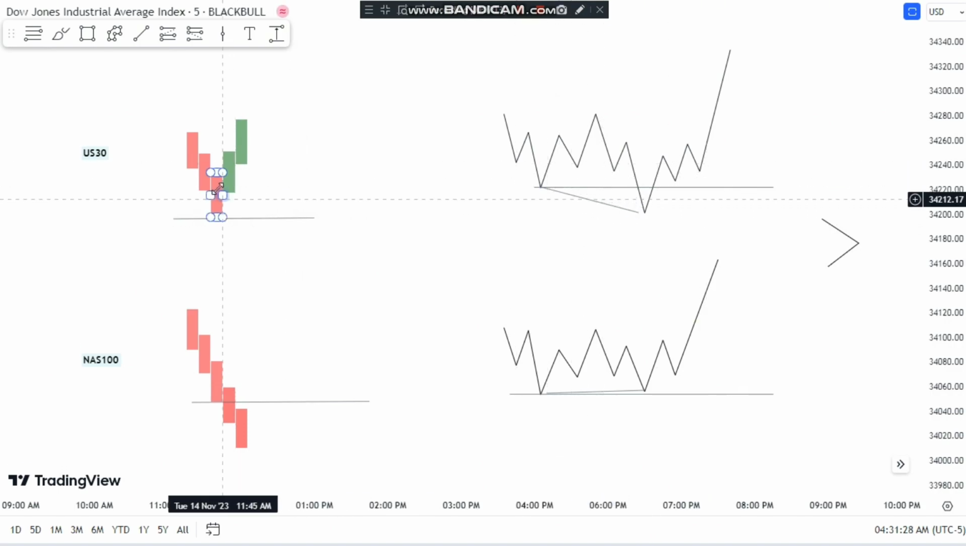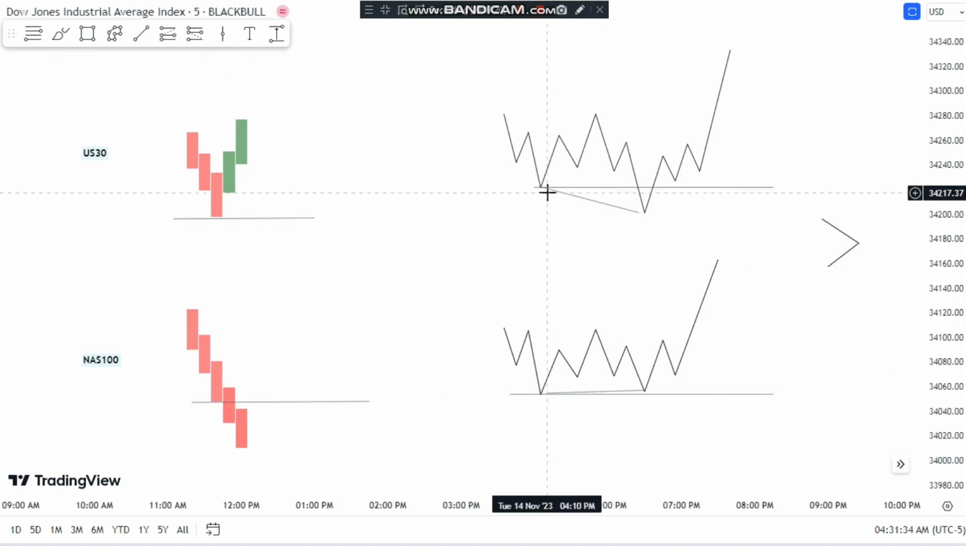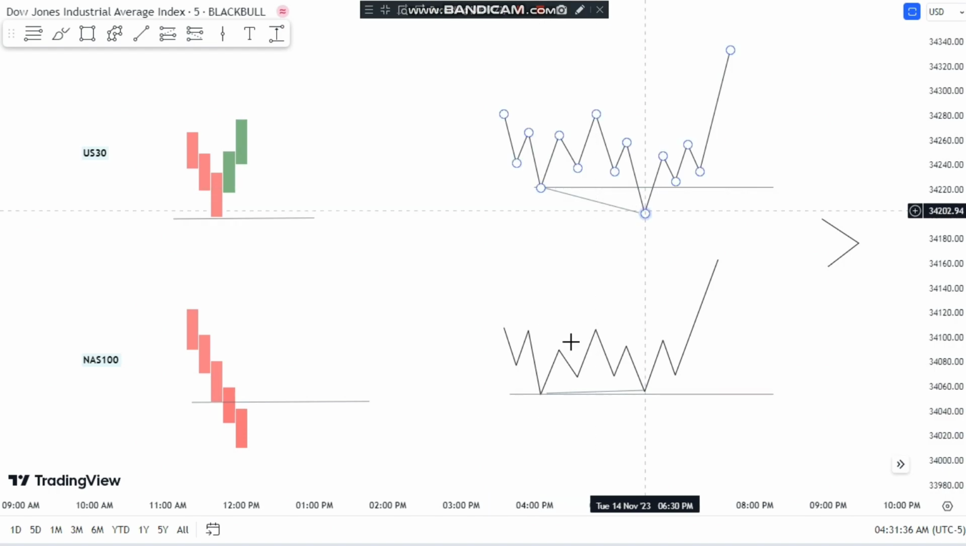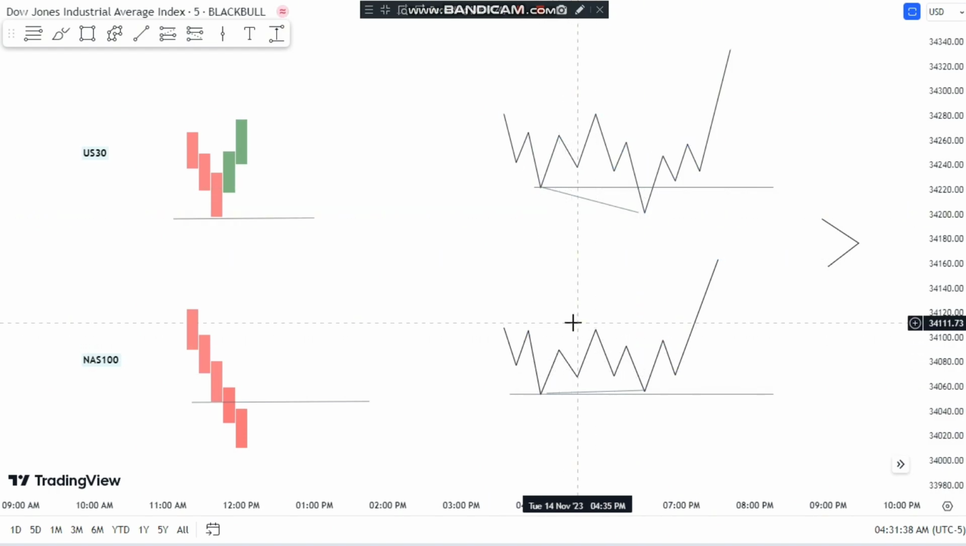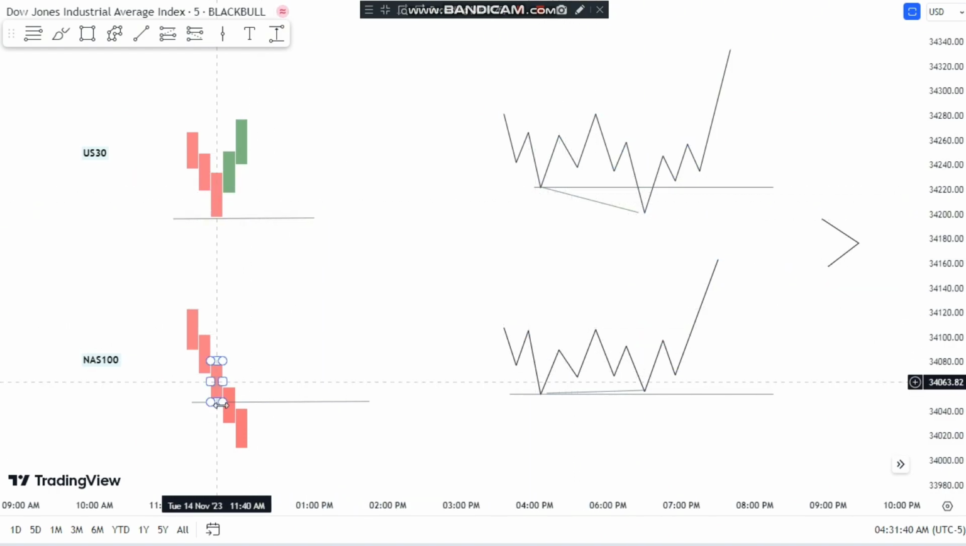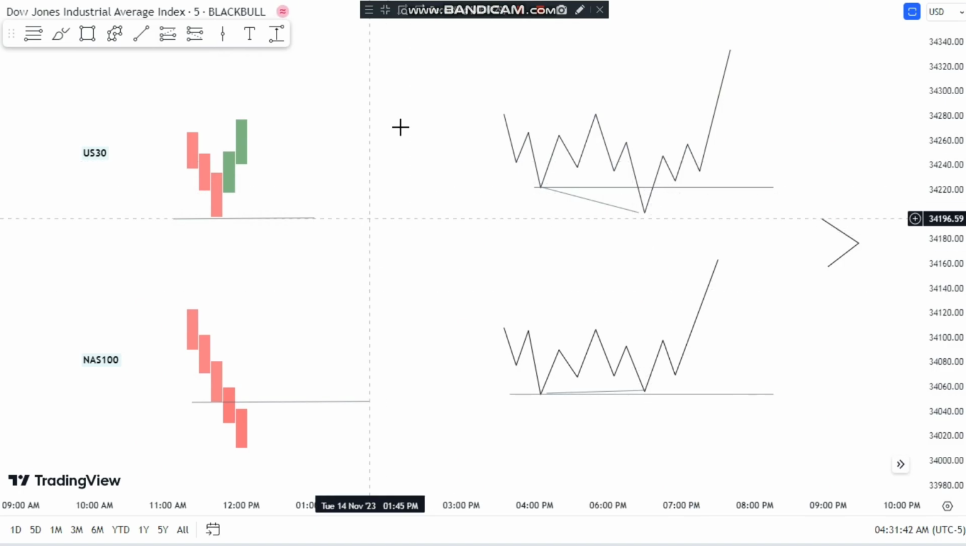So you can see that here the divergence was between consecutive candles, and here the divergence was between previous swing highs and previous swing lows. Okay, so these are the two types. Sometimes we will use this one, sometimes we will use this one.